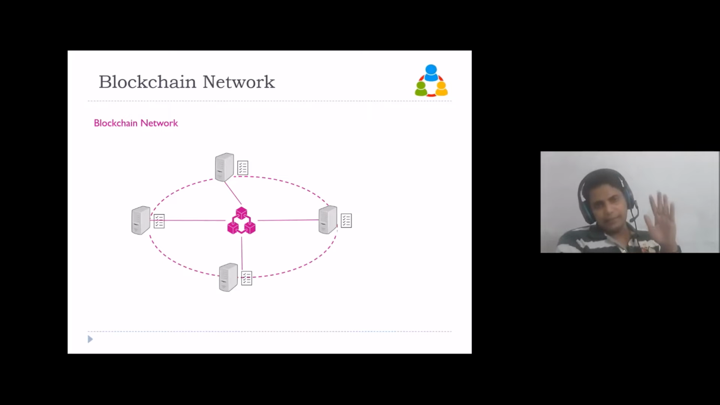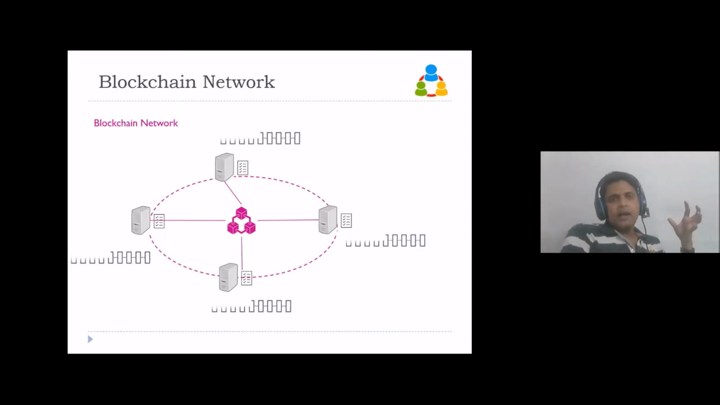Here I have shown only four computers, but usually there are public blockchain networks. The popular blockchain network is the Bitcoin blockchain network. There is also the Ethereum based blockchain network. There are various blockchain networks in the world currently, and each of these networks will have hundreds and thousands of computers connected to each other, located in different geographies.